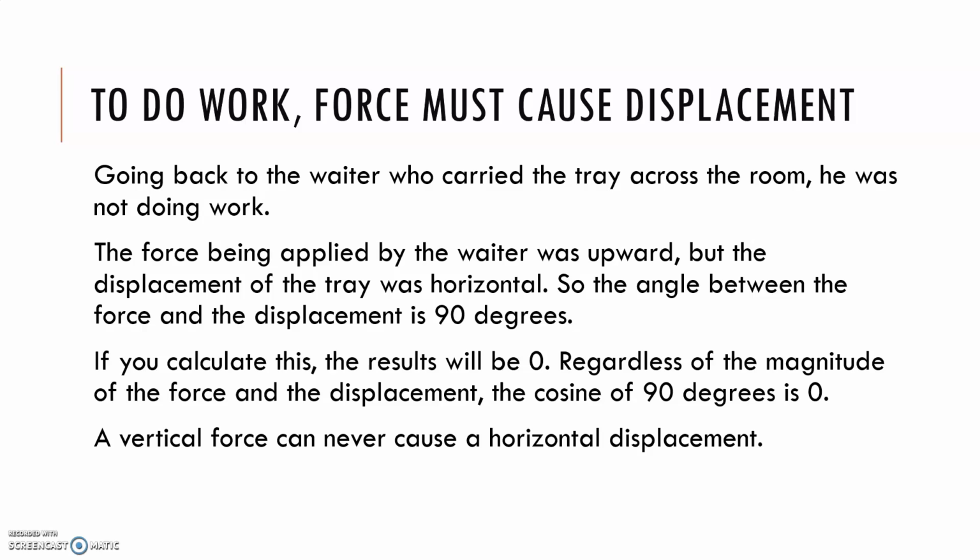As we go back, we can look at that waiter question we talked about, who carried the tray across the room. He is applying a force up to carry the tray, but he's moving horizontally. So the angle between the force and the displacement is 90 degrees. Cosine 90 will give you 0, and so 0 would be your work. Technically, no work in this scenario is being done because the force and the displacement are not in the same direction.